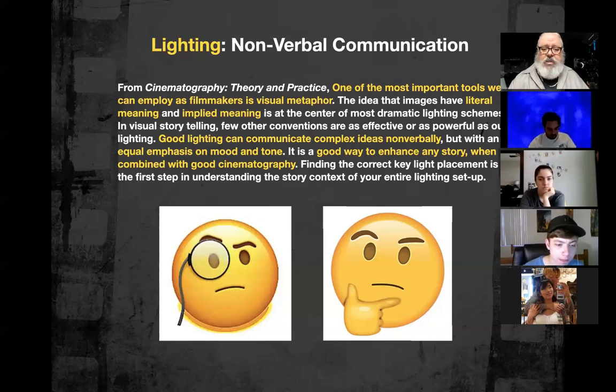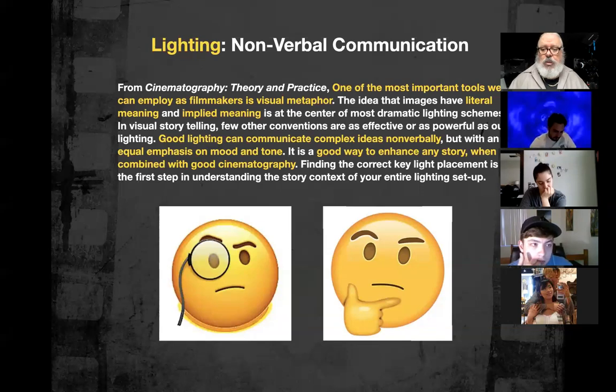In visual storytelling, few other conventions are as effective or as powerful as our lighting. Good lighting can communicate complex ideas non-verbally, but with an equal emphasis on mood and tone. So it's a good way to enhance any story when it's combined with good cinematography. Finding the correct key light placement is the first step in understanding the context of your entire lighting setup. Okay.